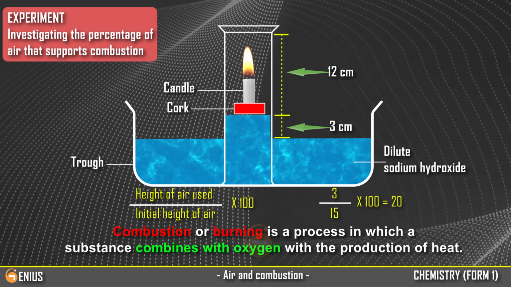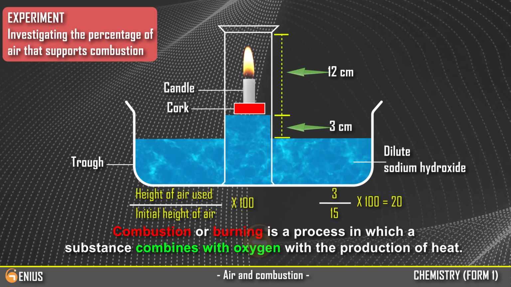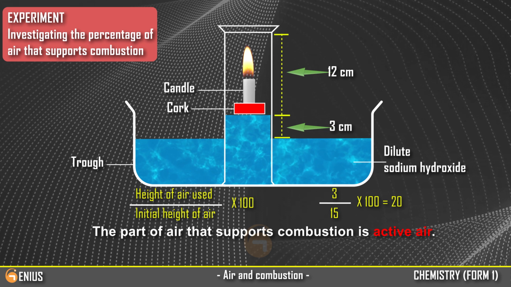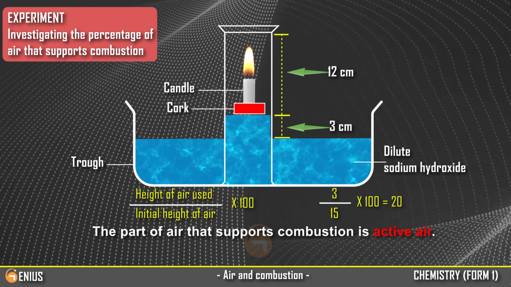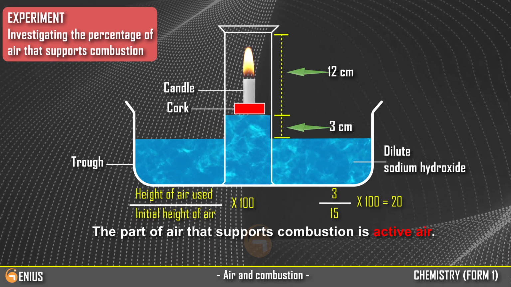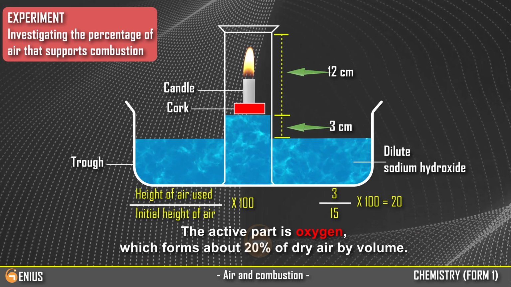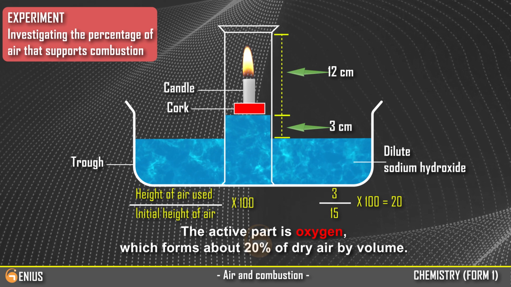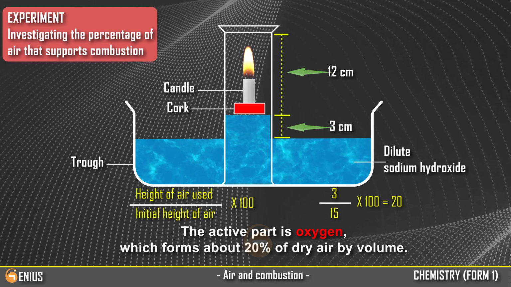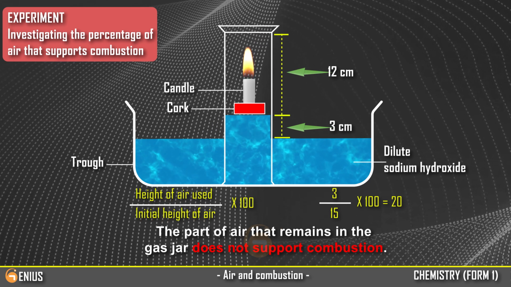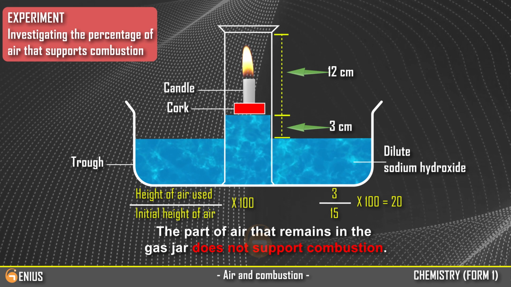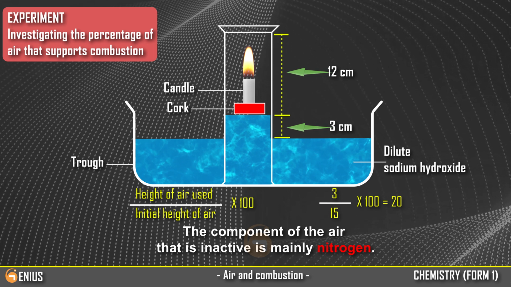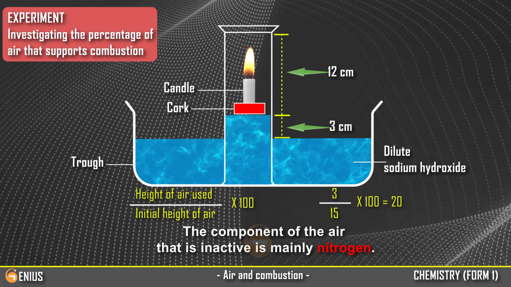Combustion or burning is a process in which a substance combines with oxygen with the production of heat. The part of air that supports combustion is active air. The active part is oxygen, which forms about 20% of dry air by volume. The part of air that remains in the gas jar does not support combustion. The component of the air that is inactive is mainly nitrogen.